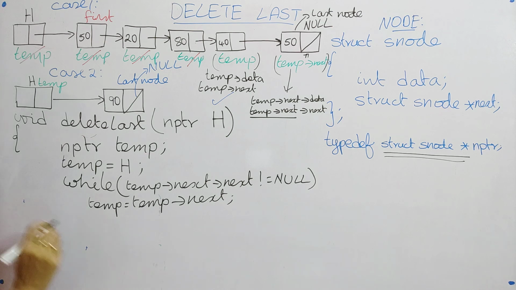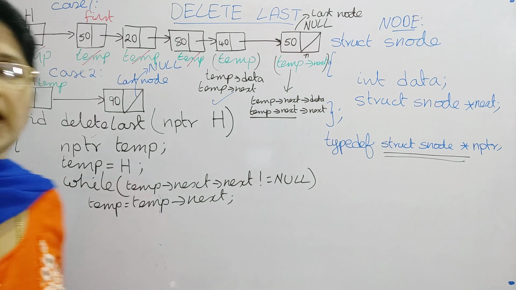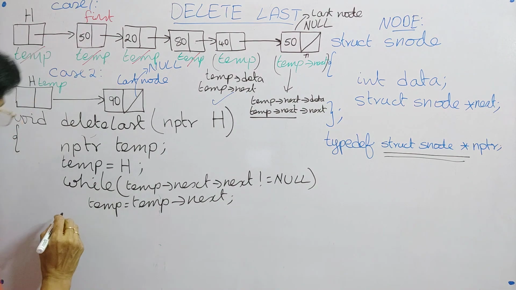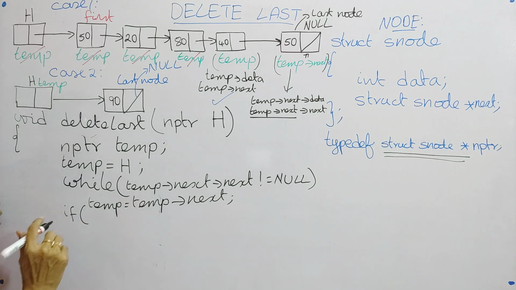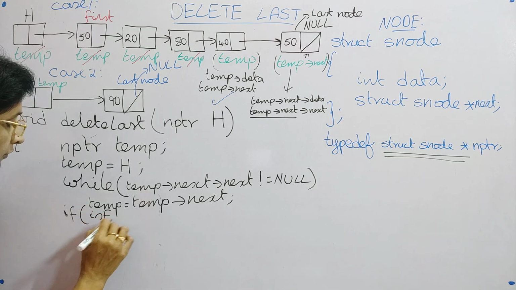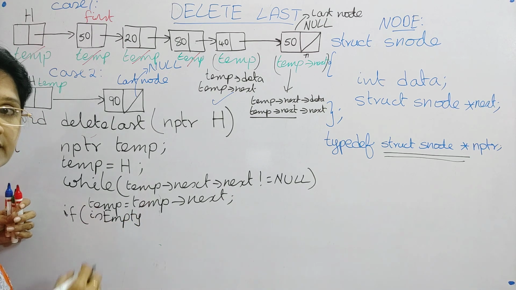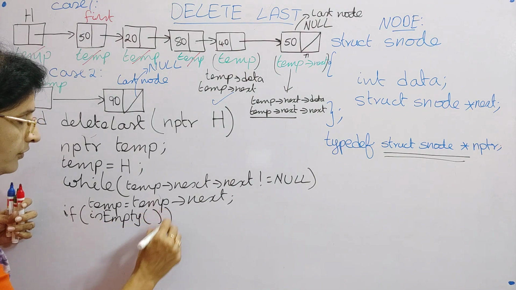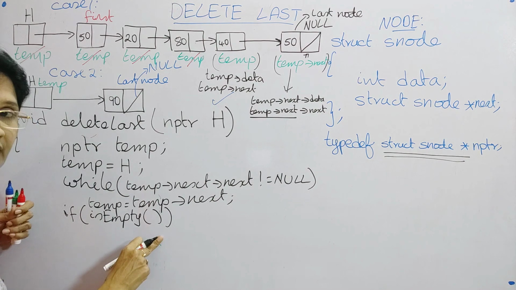So this is how you can handle both the cases. So now we want to delete the node. For deleting the node, first of all we will check whether the list is empty or not. For that we have already seen how we can check whether the list is empty. If isEmpty, this is a function that will return whether the linked list is empty or not. The function will tell you true or false. If the list is empty, it will return true.